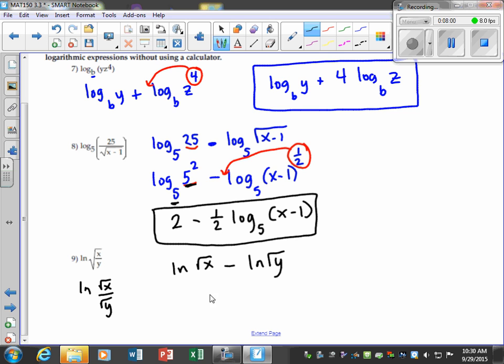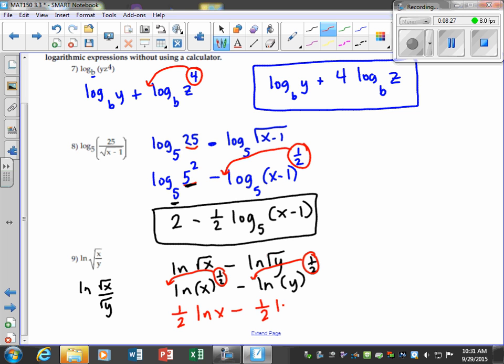Now, how can we rewrite these square roots? To the 1/2 power. Good. So x to the 1/2 power minus natural log of y to the 1/2 power. Excuse me. And then we can use our power rule to do that. So we would have 1/2 natural log of x minus 1/2 natural log of y. Okay, so in this part we practice taking the condensed version and using our properties to expand it.